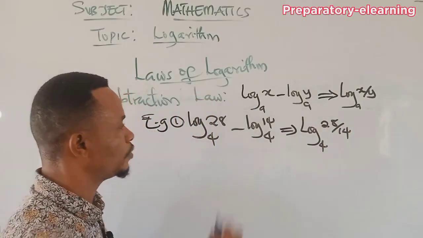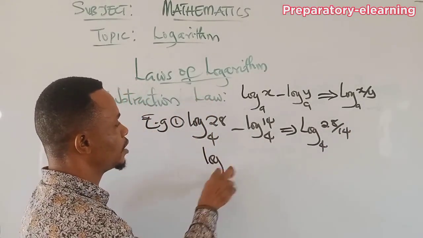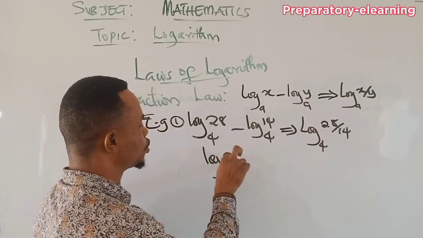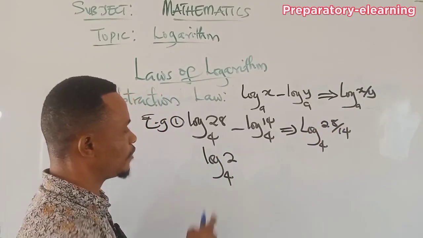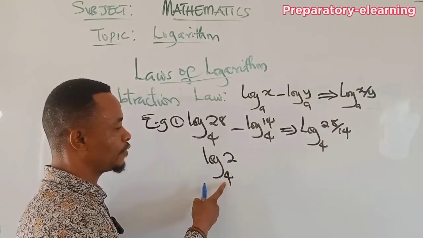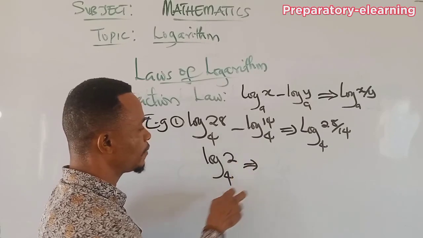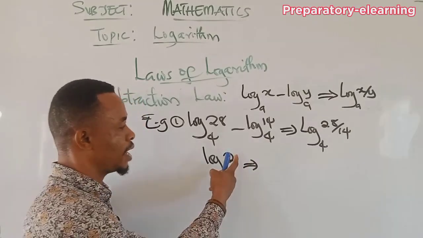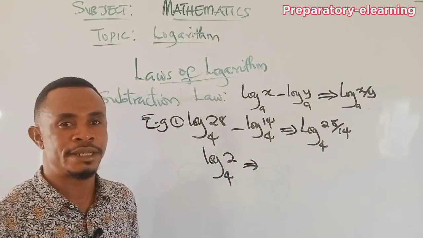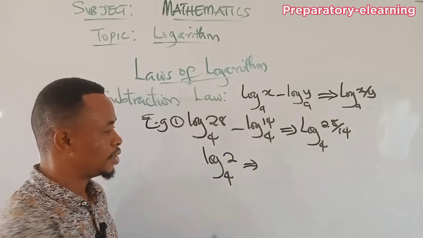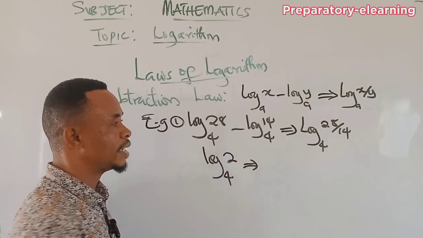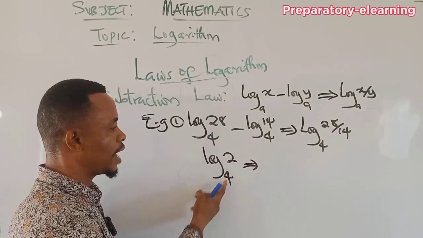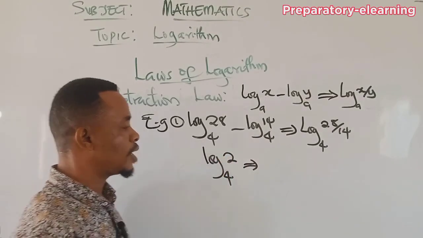Now how do we solve that? We continue by having it as log base 4. 28 divided by 14 is 2. Now we have log 2 base 4. To solve this further, in logarithm, you try to make the number that is here the same as the base, or you make the base the same as the number. That is by simplification, so that you can have the same base and the same number. So how do we do that?